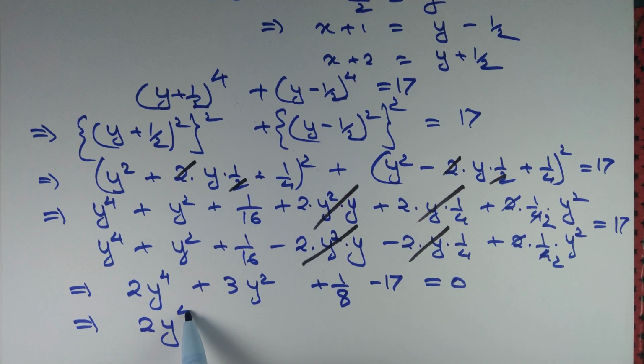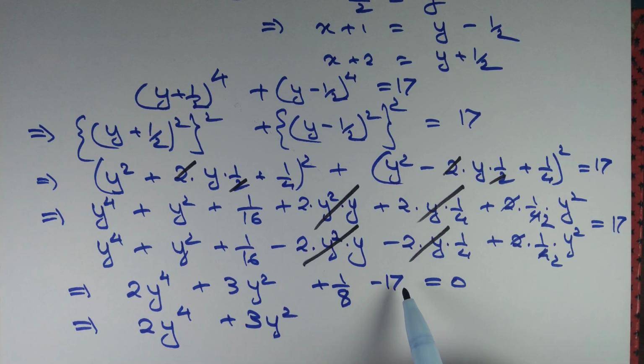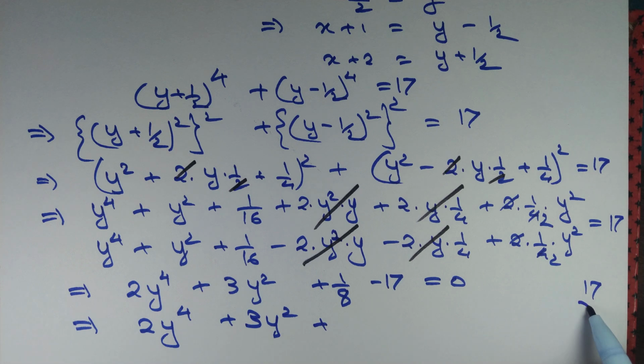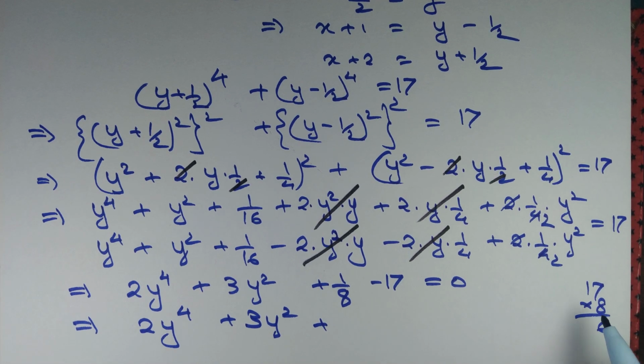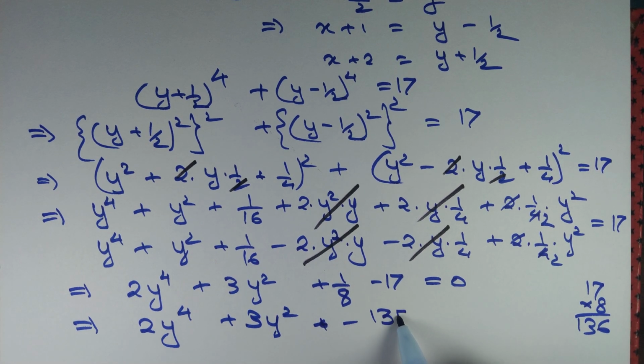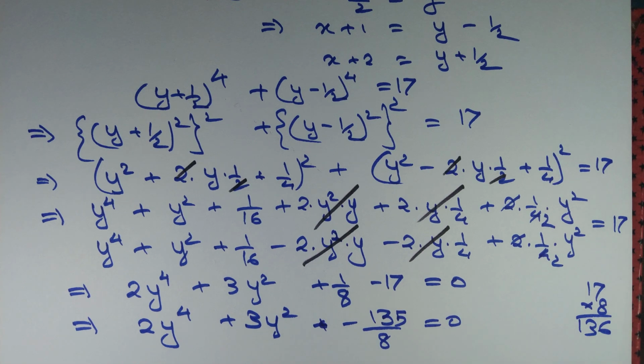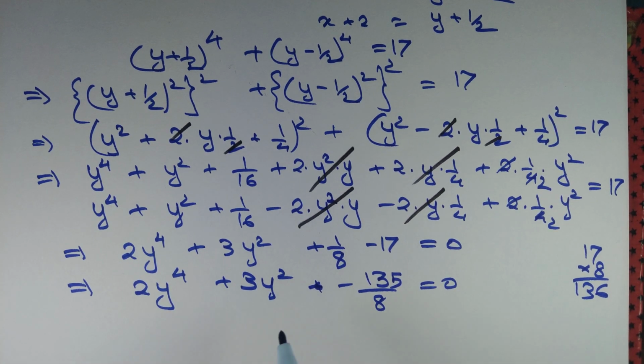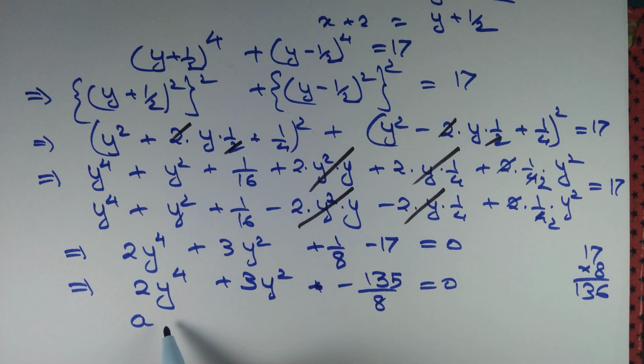So as we said earlier, we'll get a biquadratic equation that is easy to solve. 8 into 17 is, let's do rough work, 17 into 8, 8 into 7 is 56, 8 into 1 is 8, 136. And if you subtract 1, you will get minus 135 by 8 equal to 0. Now, if you know how to factorize it, well and good. We might be able to do it even by splitting the middle term, but we'll apply the quadratic equation formula.